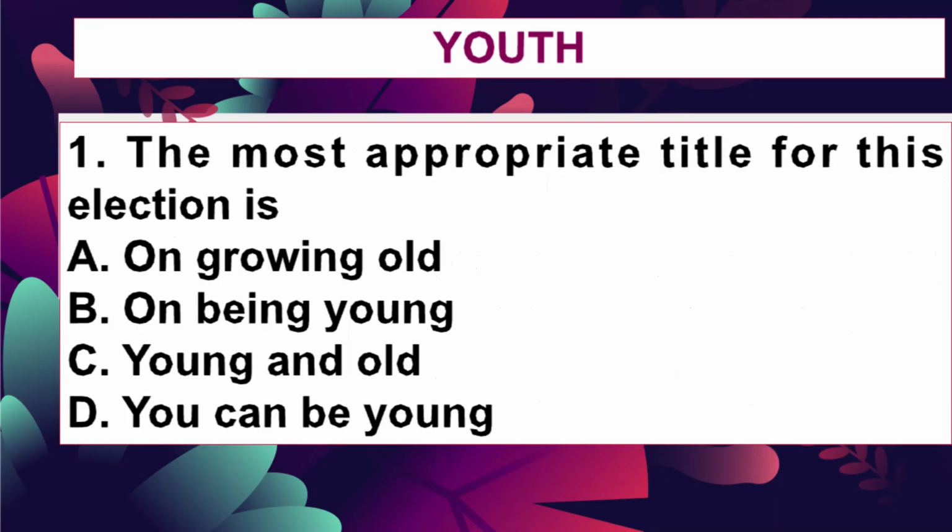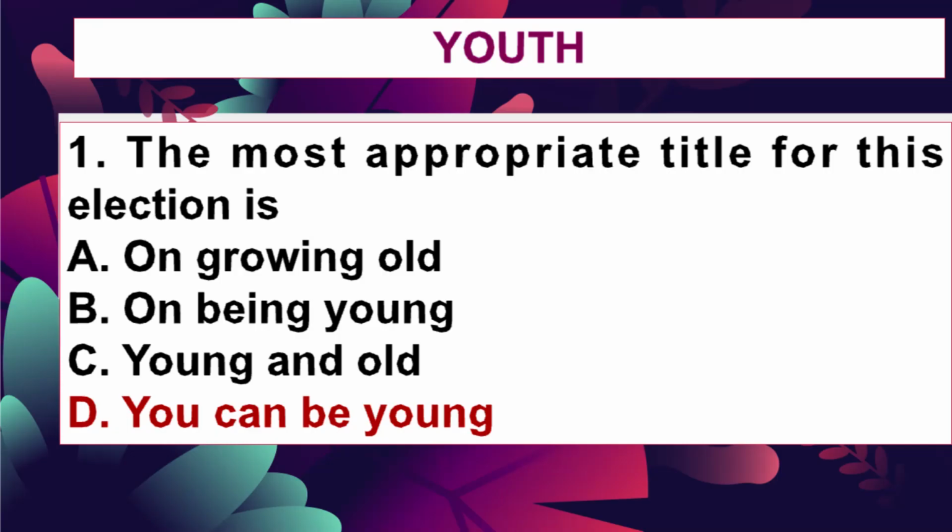Question number 1. The most appropriate title for this selection is: A. On growing old. B. On being young. C. Young and old. D. You can be young. The answer is letter D. You can be young.